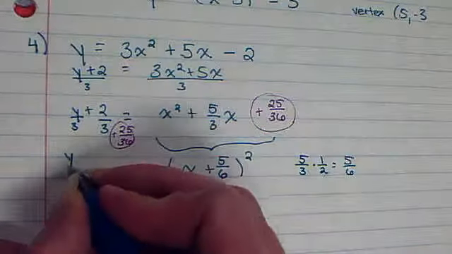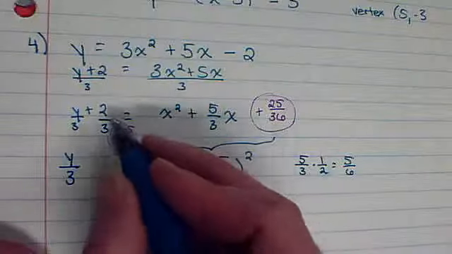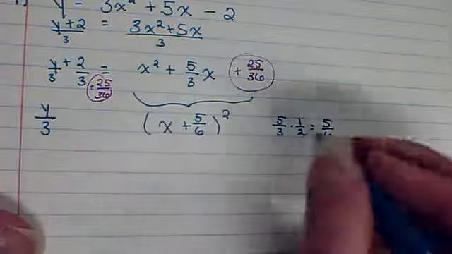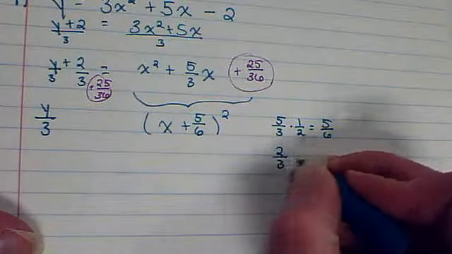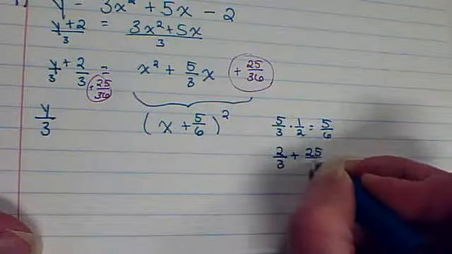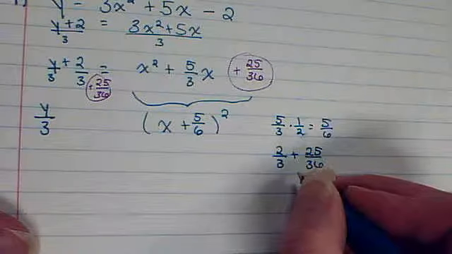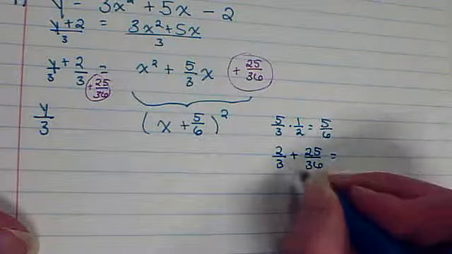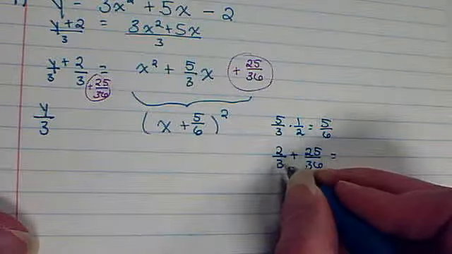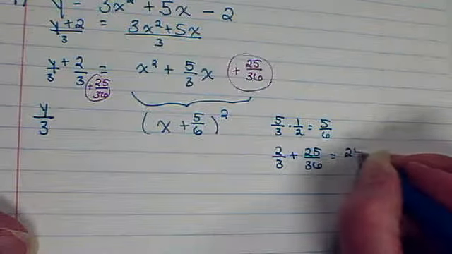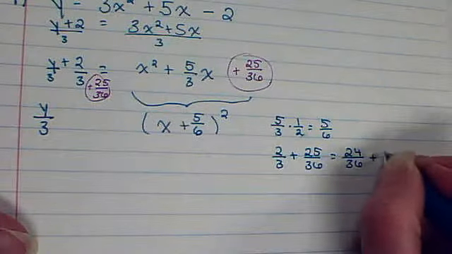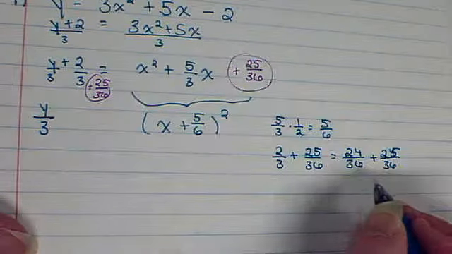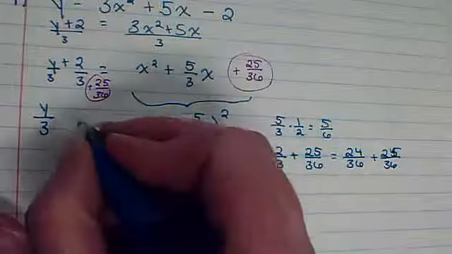So right now we've got the y over 3, right? 2/3 plus 25/36. We have two fractions. They need a common denominator. Let's make it 36. To make that 36, I need to multiply by 12. So 2 times 12 is 24. And then 25. So 24 plus 25 is going to give me 49 over 36.